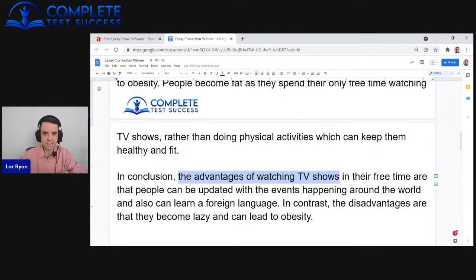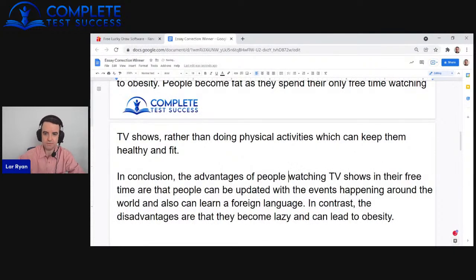Oh no, the advantages of watching... no, sorry, this whole thing is the subject. But it doesn't make sense because we're talking about the advantages of watching TV shows and now we're talking about "they". So it's the pronoun that's unclear. So, the advantages of people watching TV shows in their free time. Now it's clear who "they" are. It's the people. But there was no people mentioned, so that wasn't clear beforehand.